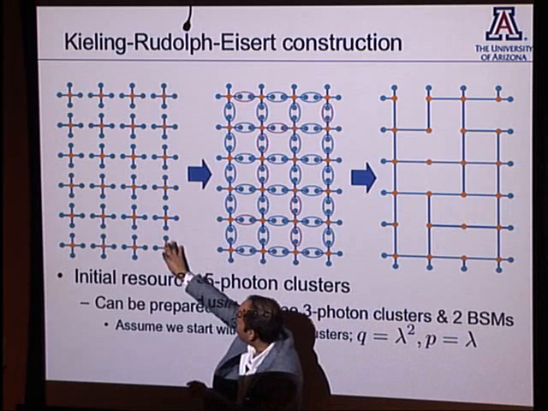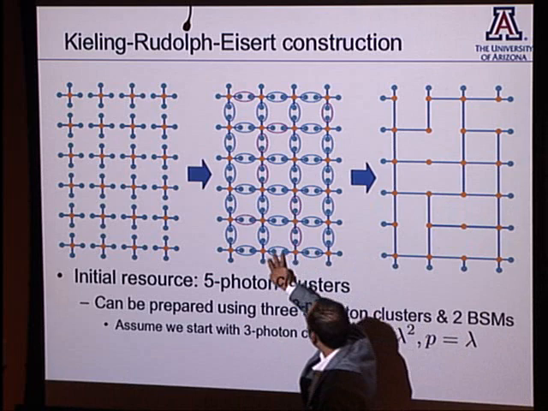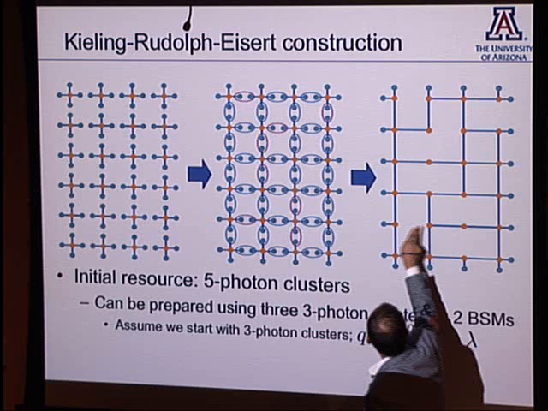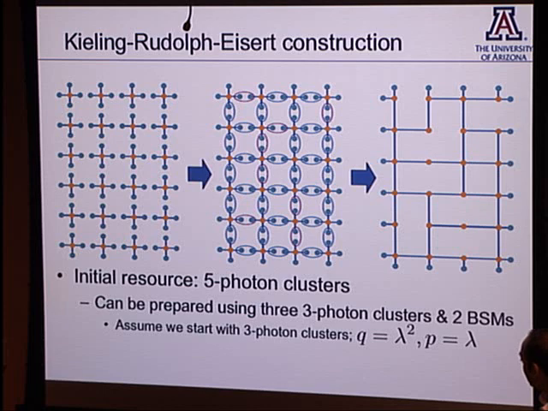And now I do a fusion operation on these bonds. If the fusion succeeds, I get a bond. If a fusion fails, I don't get the bond. So the bond success probability is lambda, and the site success probability is lambda squared. But lambda is the success probability of our Bell measurement.